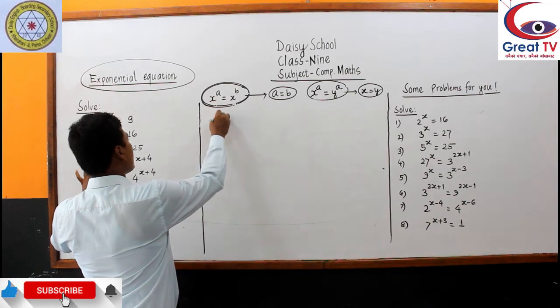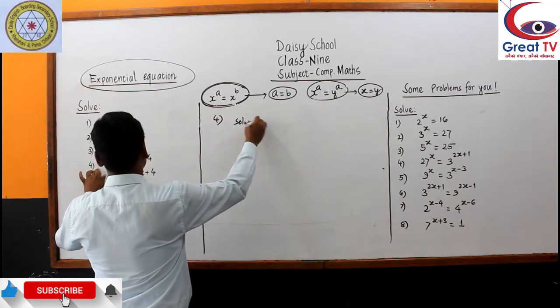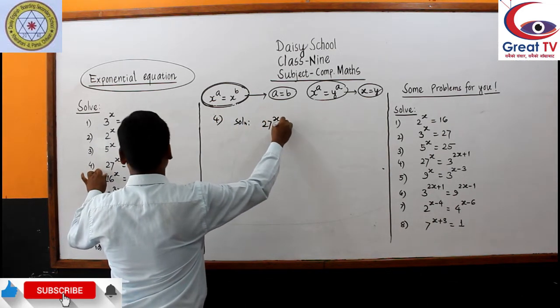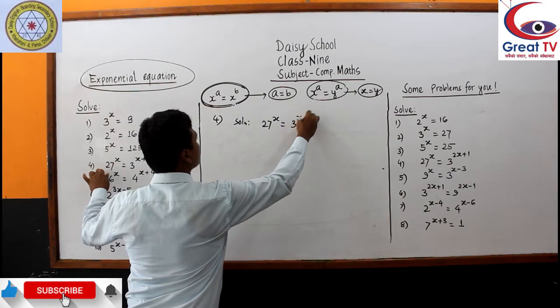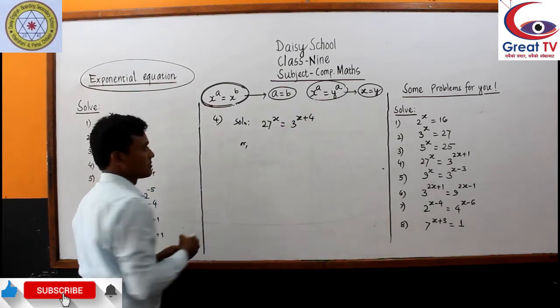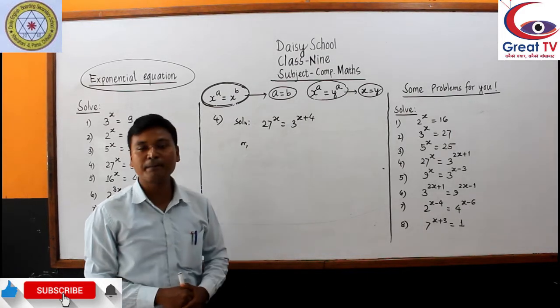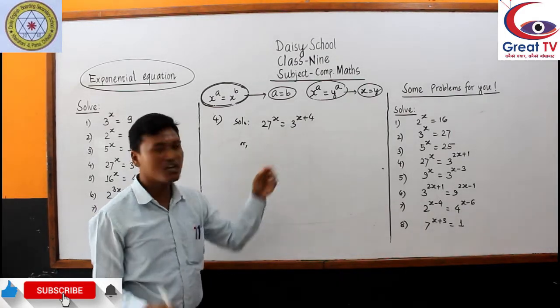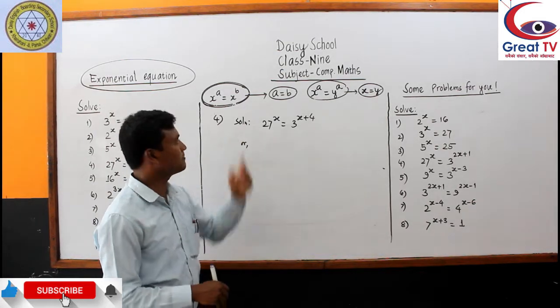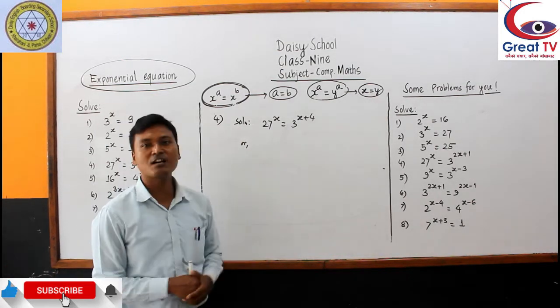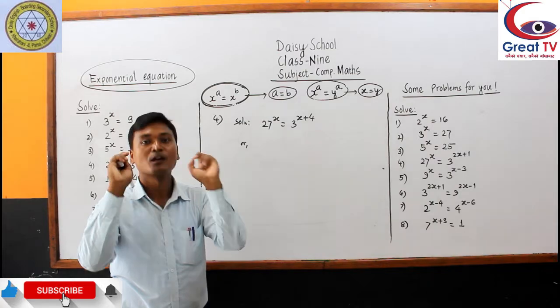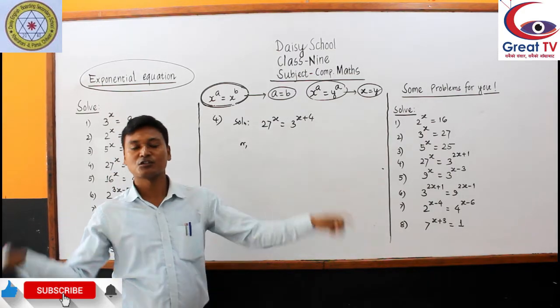Question number 4: 27 to the power x is equal to 3 to the power x plus 4. Now check. On the right side we have the base 3. On the left side we have the base 27. Are the bases same? No. Can we use the main concept? No, because the bases are different. So what is the idea? We must make both bases same.